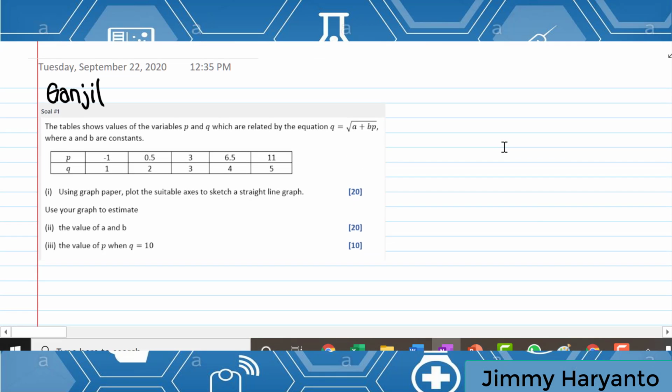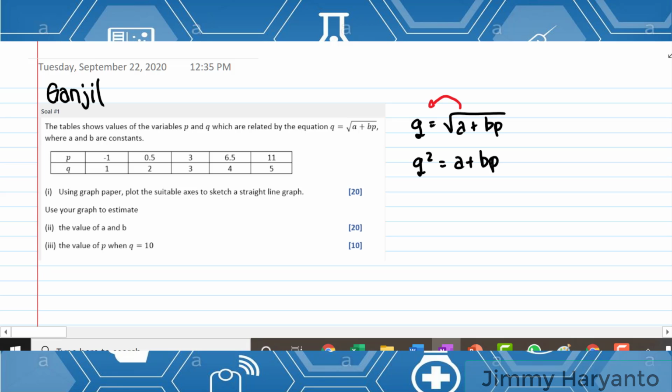Okay, so we don't have the guidance. What do we have to plot? We have to find it by ourselves. So first, I will use the original equation, q equals square root of a plus bp. I can move the square root to the left side. It will become q square equals a plus bp.